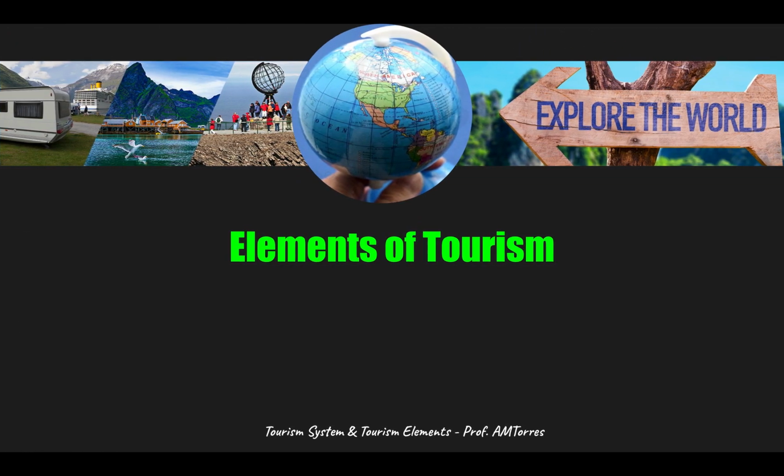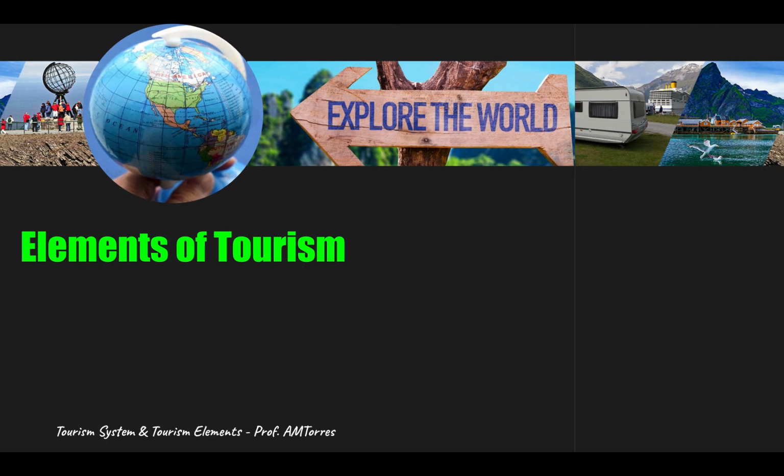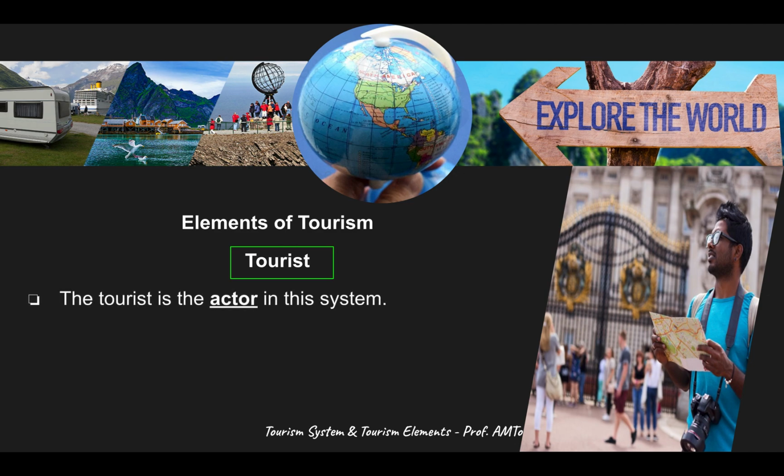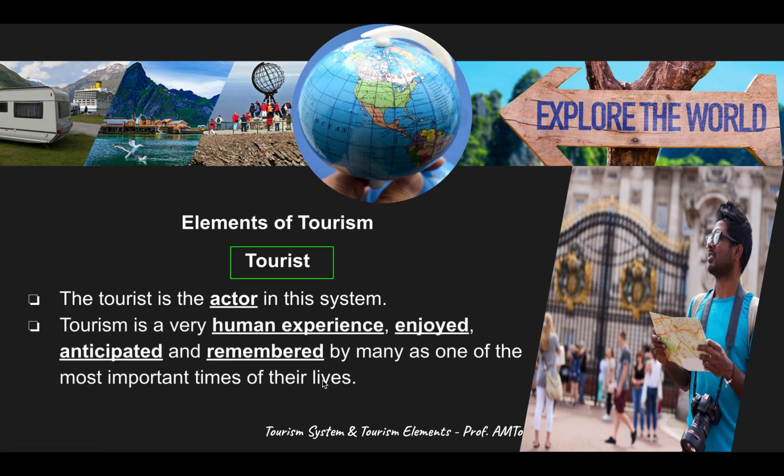So what are the elements of tourism? Meaning to say, what is the composition of the industry? The most important part, or the most important element, is the tourist. Without the tourist, we don't have a business. So the tourist is the actor in this system. And tourism is a very human experience. When we say human experience, you don't go to a place only for picture taking. You do go to a place that was before. That was the old concept of tourism.